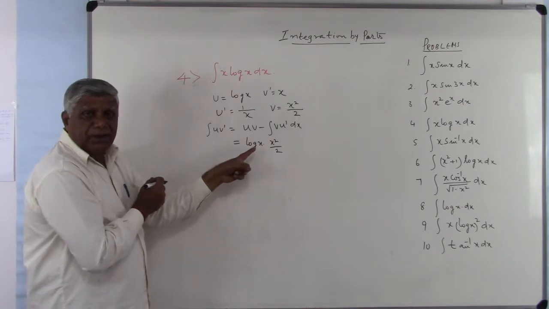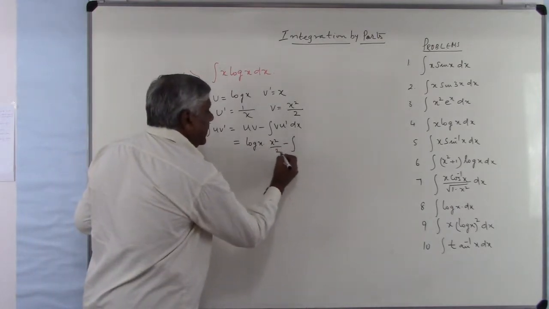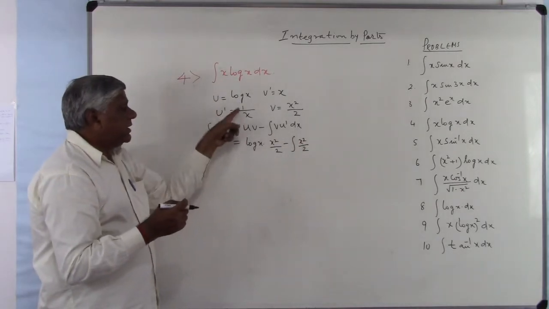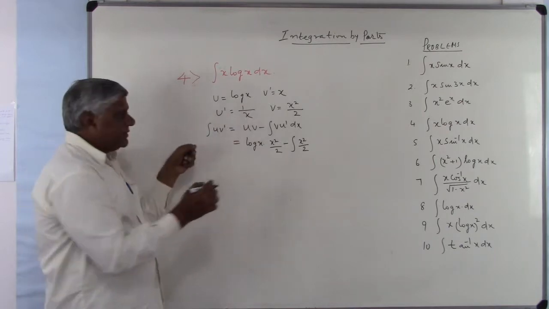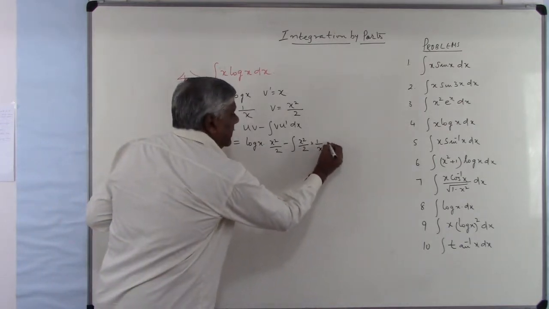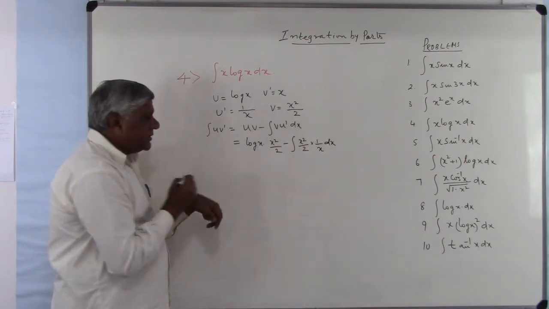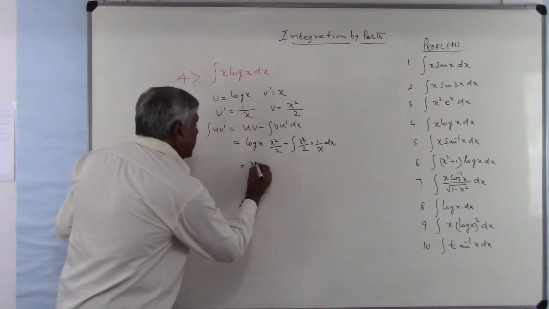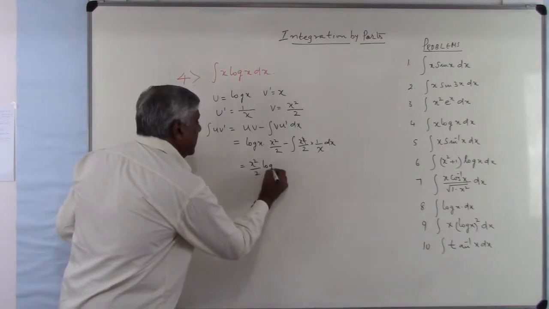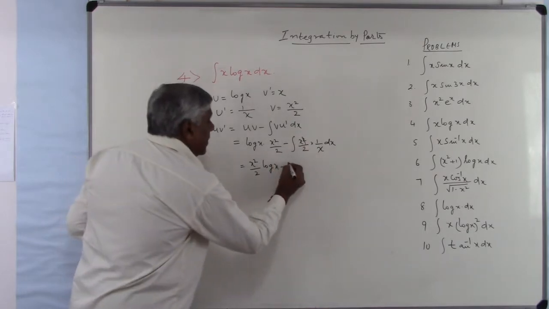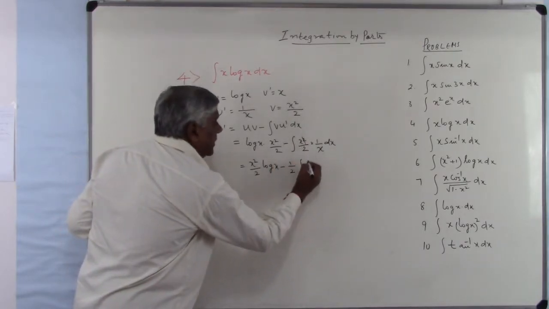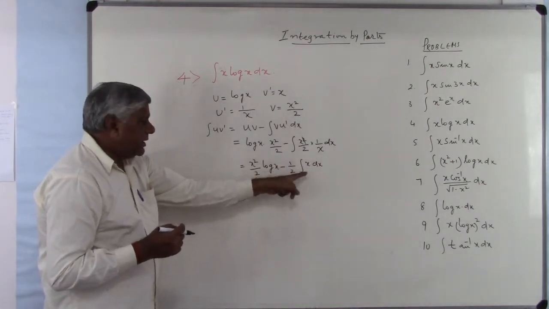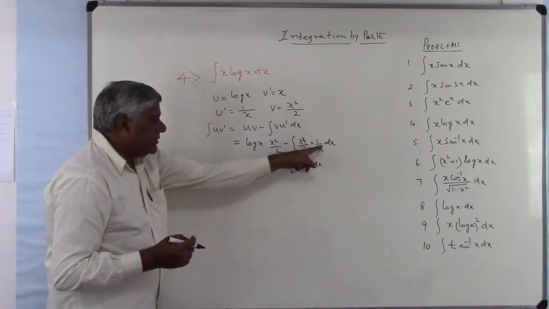It is x square by 2 minus integral, v is what? x square by 2, u dash is 1 by x. I will write here 1 by x dx. Now this x and this x cancel. Now this is equal to, we will write like this, x square by 2 log x minus half into x into dx, because x is left over here, half I have taken out.